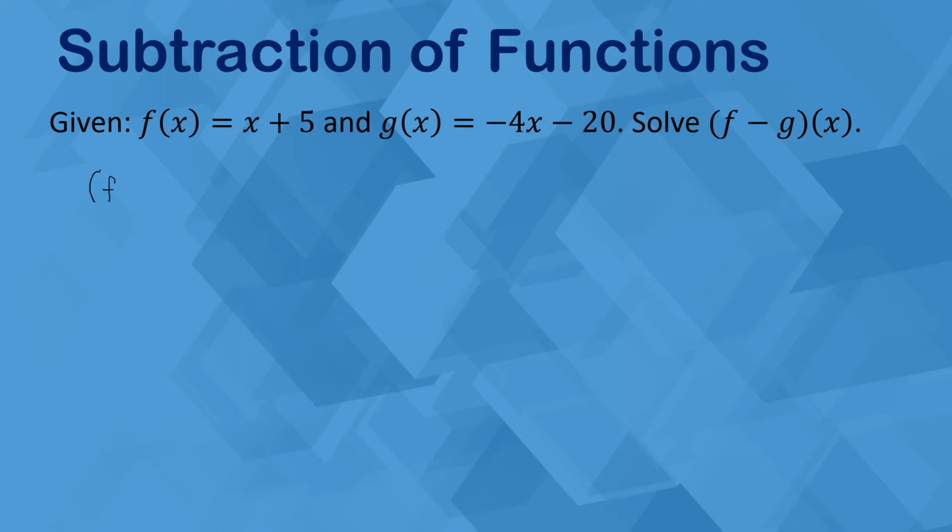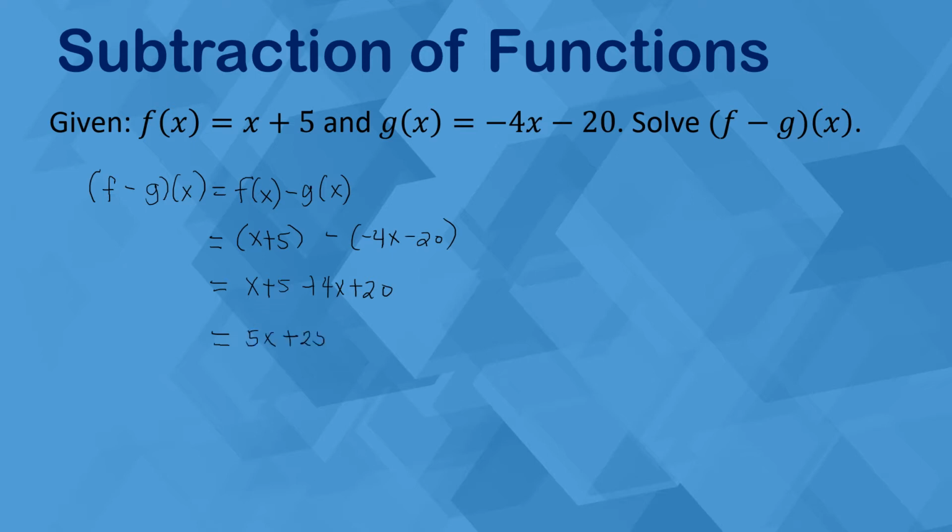Okay, so we start with the definition of the operation, (f minus g)(x), which is equal to f(x) minus g(x). Then we substitute our functions: x plus 5 minus (negative 4x minus 20). We distribute the operation to negative 4x minus 20. So we have here x plus 5 plus 4x plus 20. We combine like terms. x plus 4x is 5x, and 5 plus 20 is positive 25. So the difference of f and g functions is 5x plus 25. For the domain of f minus g, that will be the set of all real numbers.